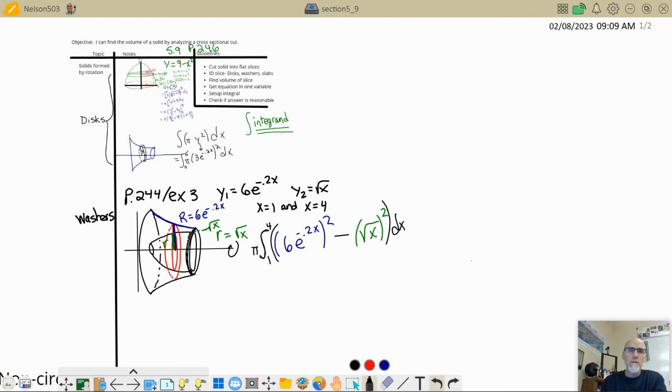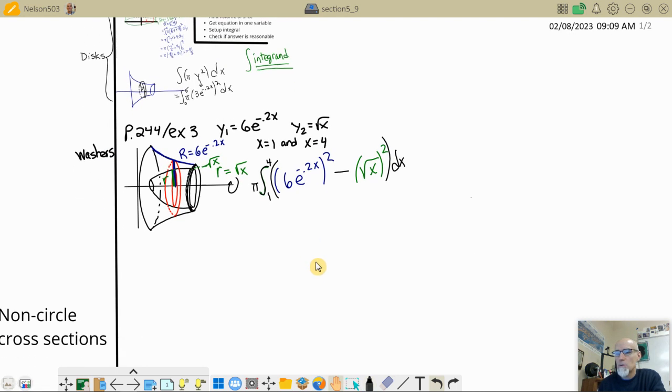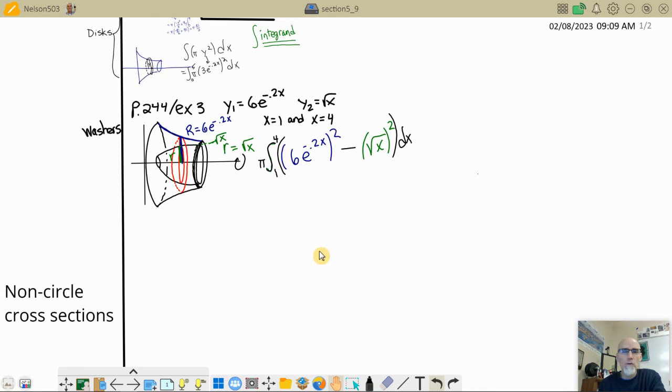Hey, on Wednesday, the 8th of February, today we are looking at cross sections that are not circular in shape. Up here we had discs and then we had washers. Discs was on Monday, washers we did yesterday on Tuesday. And today we're going to do shapes that are non-circle cross sections. It's going to be a little tricky.